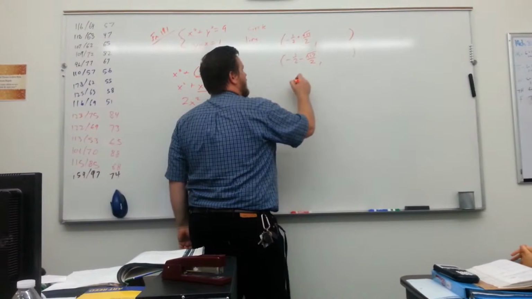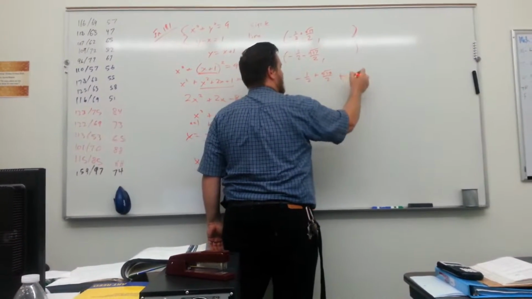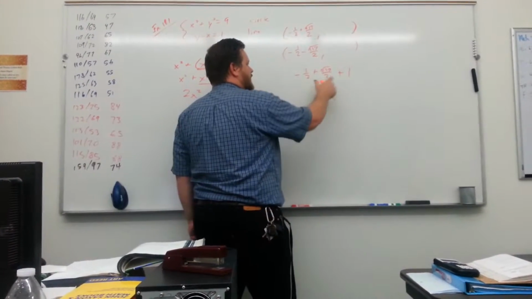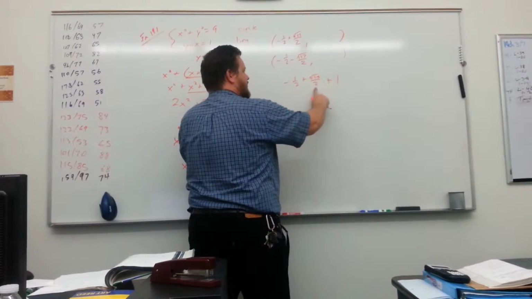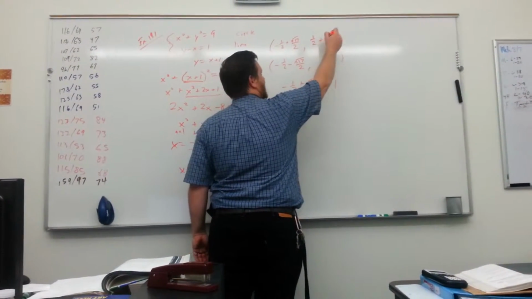Now, if I have -1/2 plus radical 17 over 2 plus 1, 2 over 2. It's -3 over 2. Can we just keep it like that? These two are like terms. This one is not. 1 plus -1/2 is positive 1/2, and we still have that radical 17.